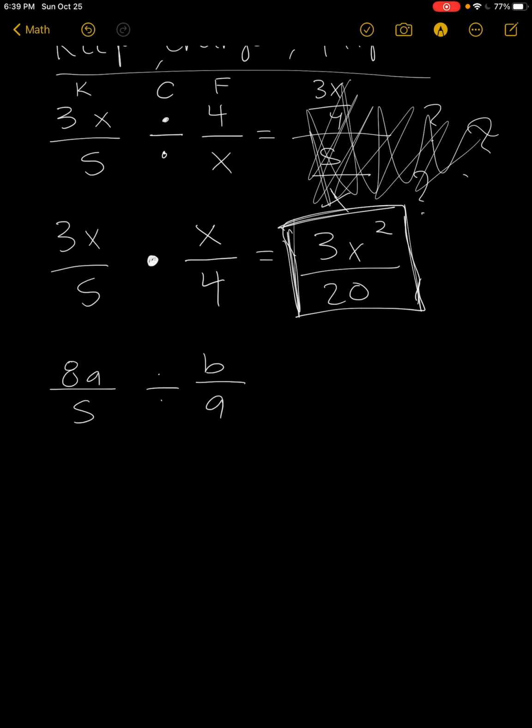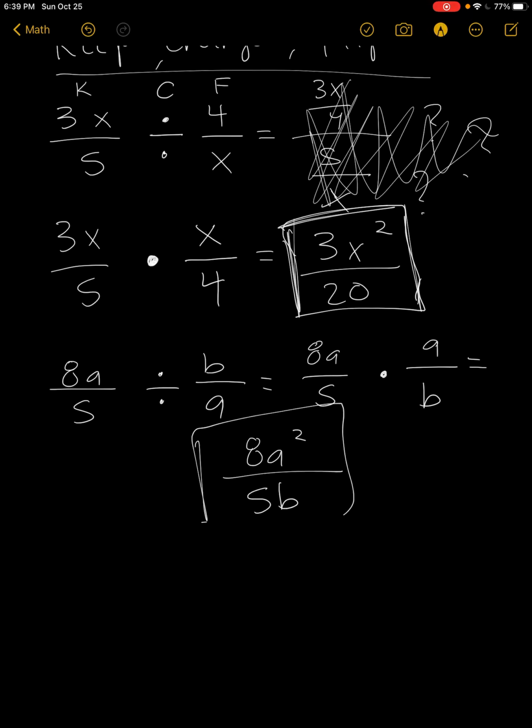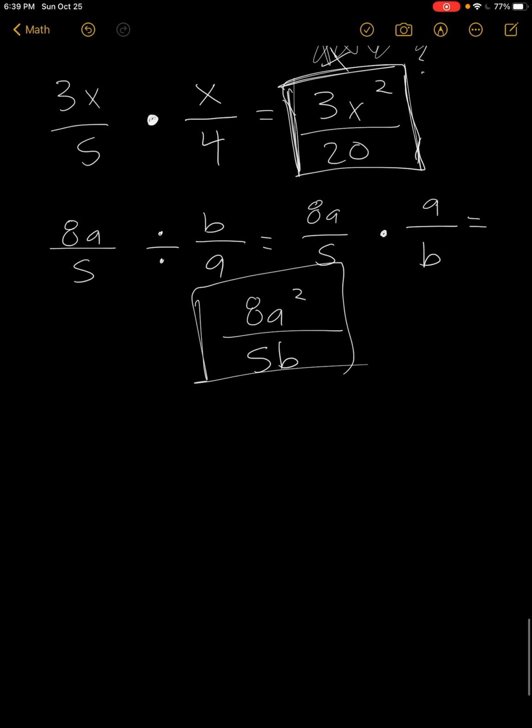A over 5. Okay. So I'm going to do the keep, change, flip. So I'm going to keep the first one, change this to multiplication, and I'm going to flip it from b over a to a over b. Right? Then I'm going to multiply 8 times a is a squared, 5 times b, and no common factors, so that's simplified.